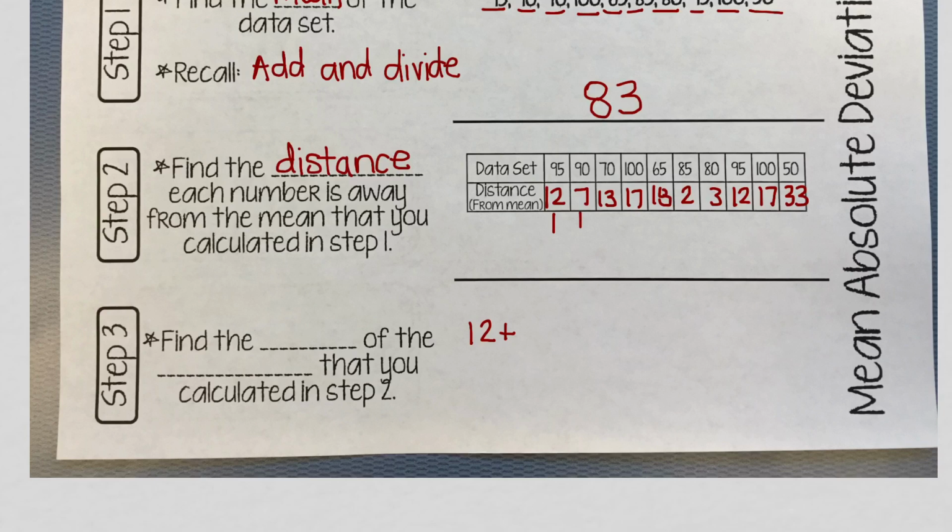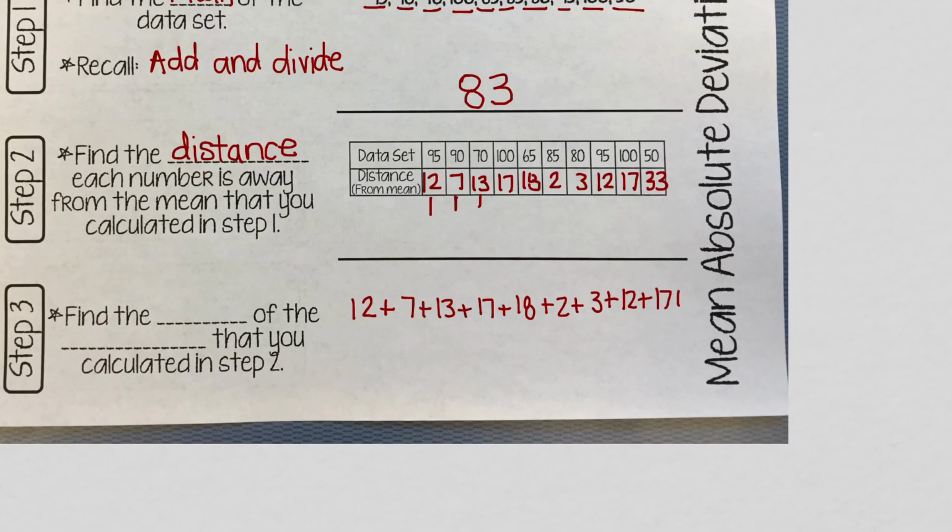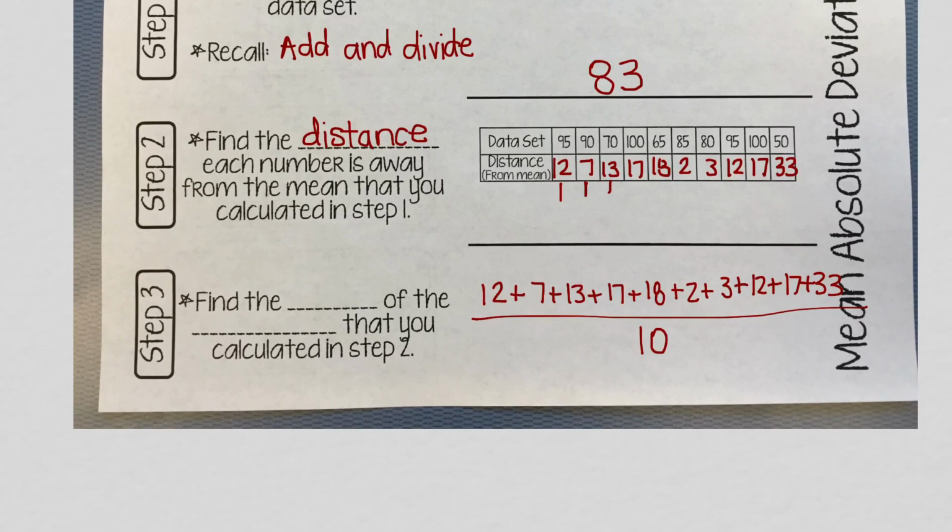12. So I'm doing these ones. Okay. So 12 plus 7 plus 13 plus 17 plus 18 plus 2 plus 3 plus 12 plus 17 plus 33. Okay, and I add and then divide, and then I'm going to take that number and divide it by 10 because I have 10 numbers. Okay, so I'm going to find the mean of the distances.